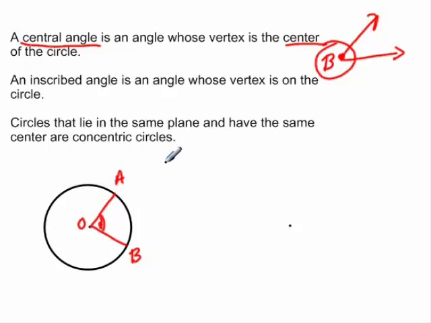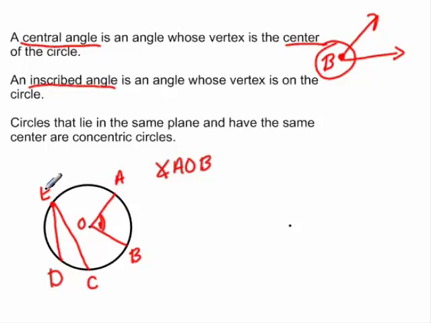And of course we have angle AOB, and that is a central angle. Understand about central angles: there are two different angles. We can have a central angle or we can have an inscribed angle. Now an inscribed angle means that the vertex is on the circle. So this would be an inscribed angle.